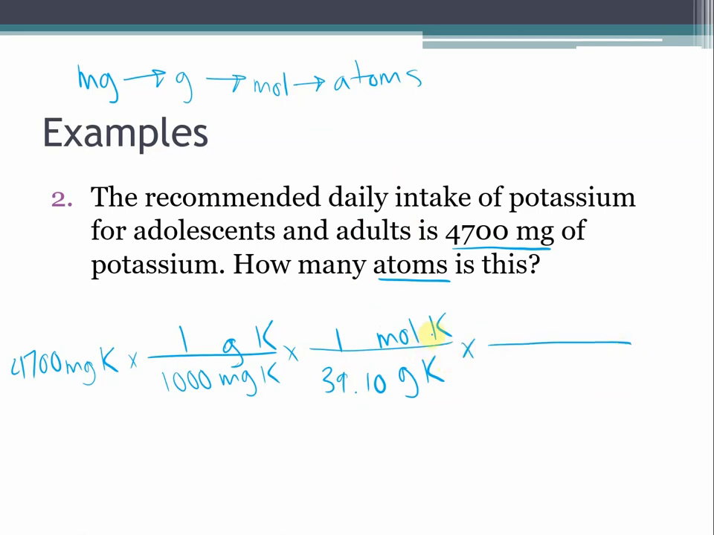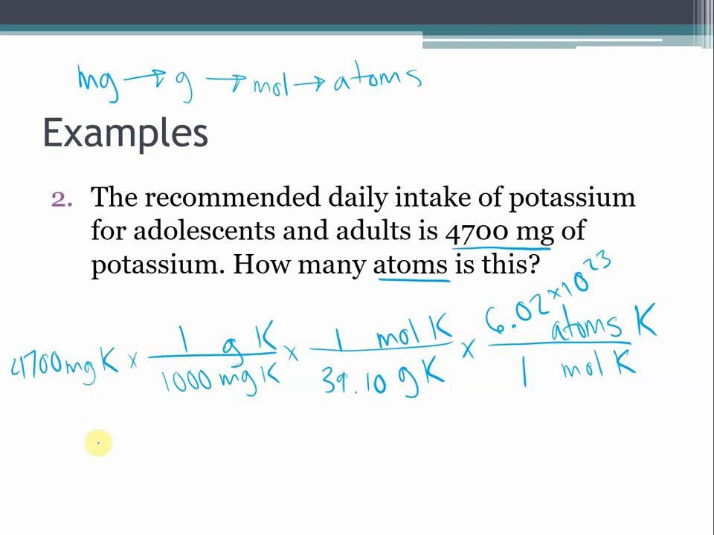Times 1 more. What goes up, moles of potassium, must come down. We can convert that to atoms of potassium. Once again, if it's moles, it's going to be 1 mole. The number of atoms, that's Avogadro's number. Particles, things you can count, that's Avogadro's number. So that'll be 6.02 times 10 to the 23rd atoms of potassium. And now it's time to plug this into the calculator. 4,700 divided by 1,000 divided by 39.10 times 6.02 E 23.